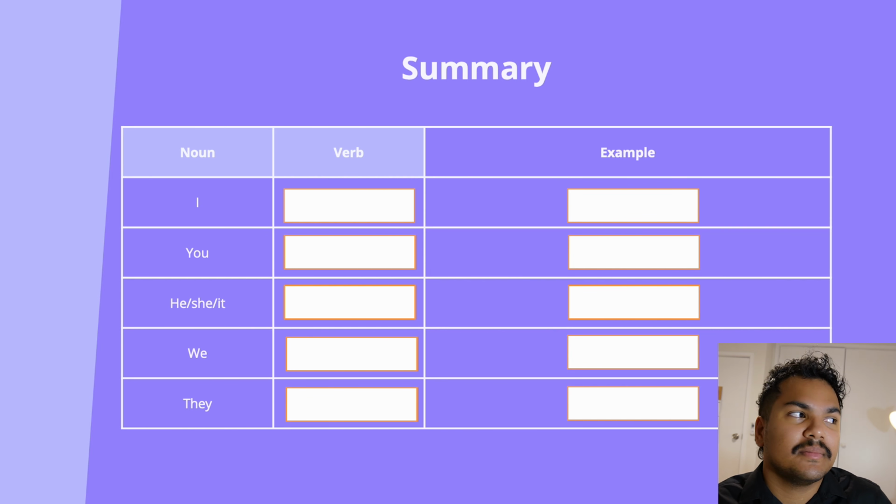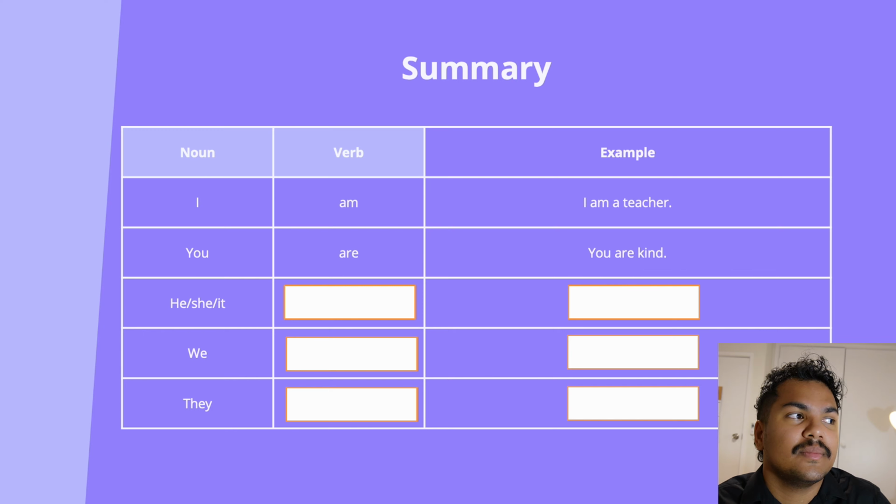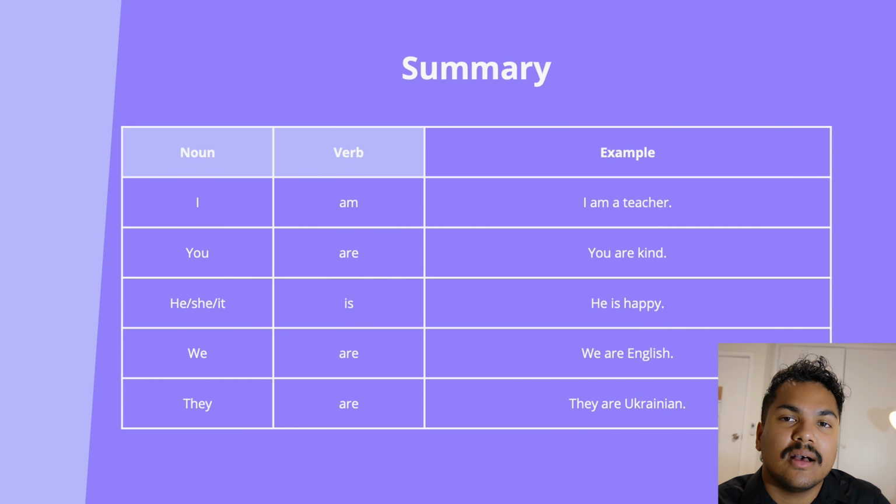Here's a summary. I am. I am a teacher. You are. You are kind. He, she, it is. He is happy. We are. We are English. They are. They are Ukrainian.